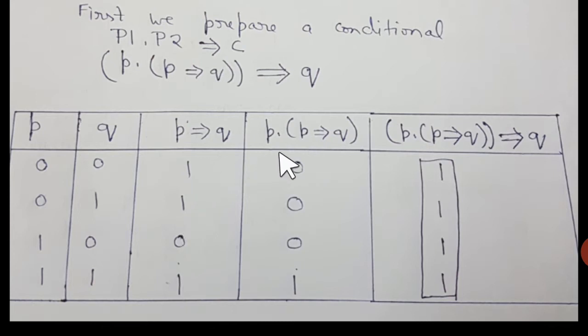Now we have to perform the conjunction of P and P conditional Q. Remember, conjunction is AND operation. So as a result of this we get here 0, 0, 0 and 1. All right, now we have got two components of our conditional. Now what we do here, this is the antecedent, right, and this is the consequent.